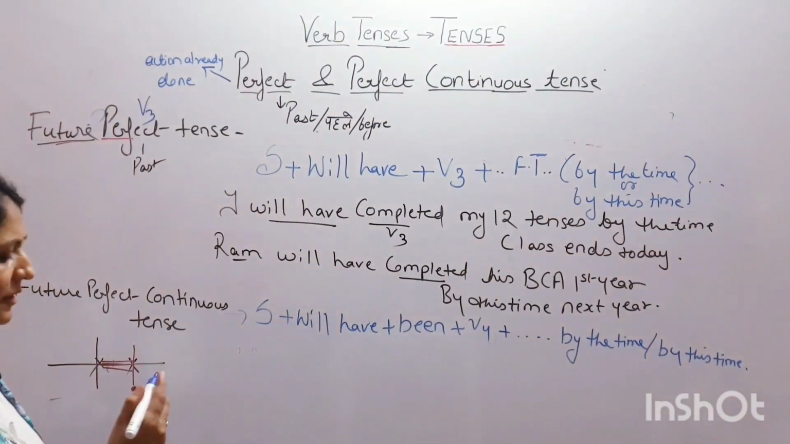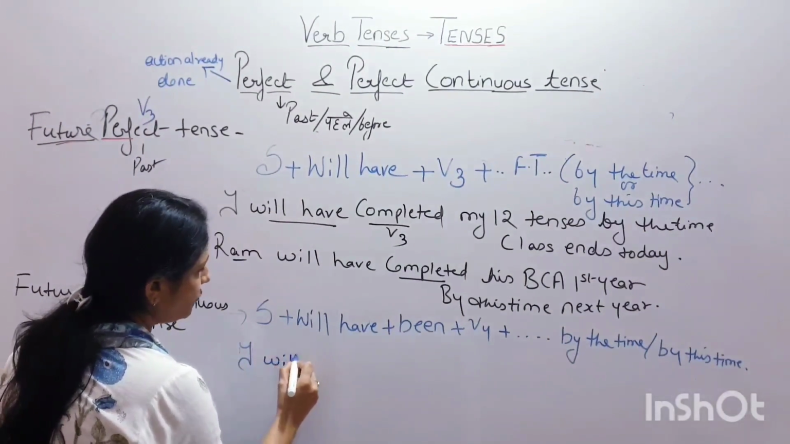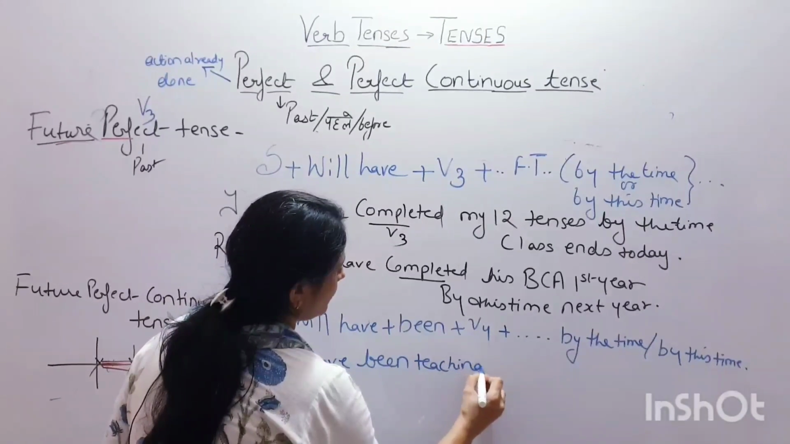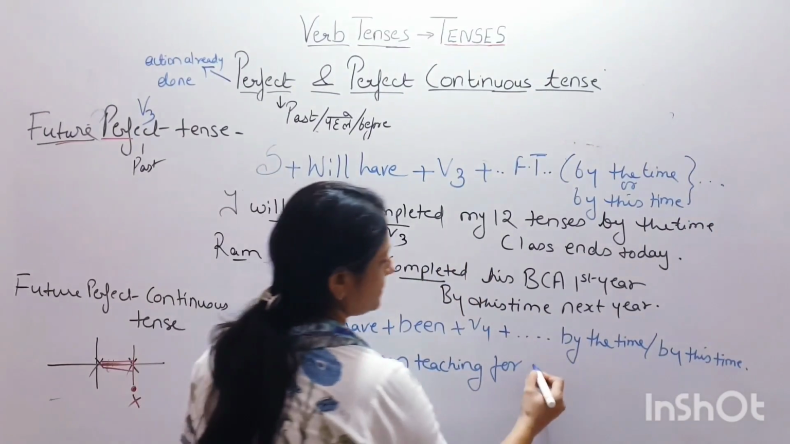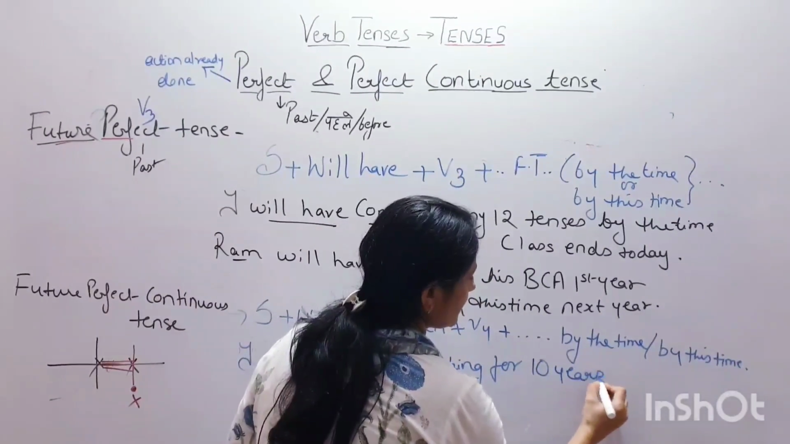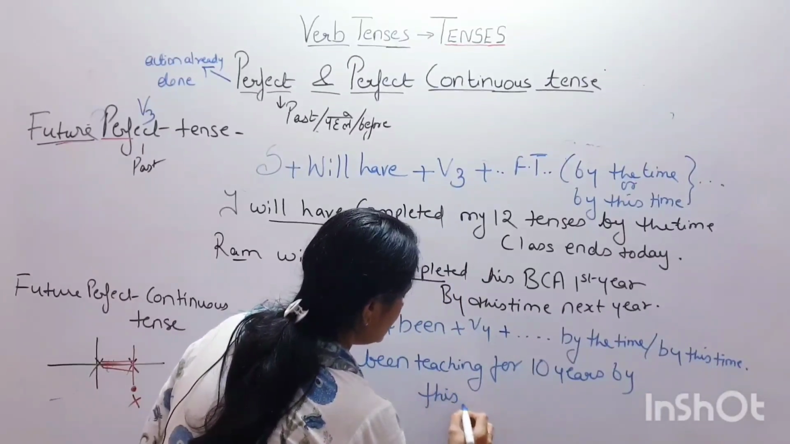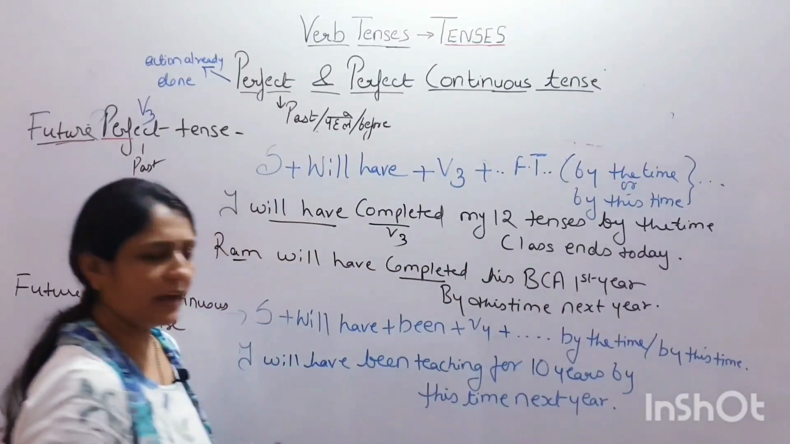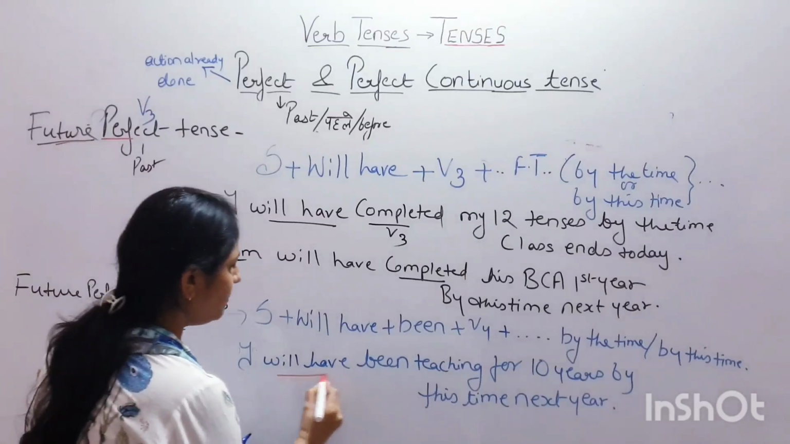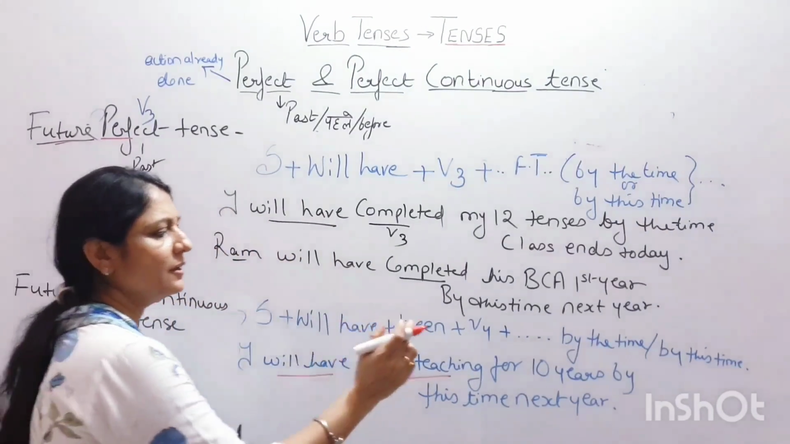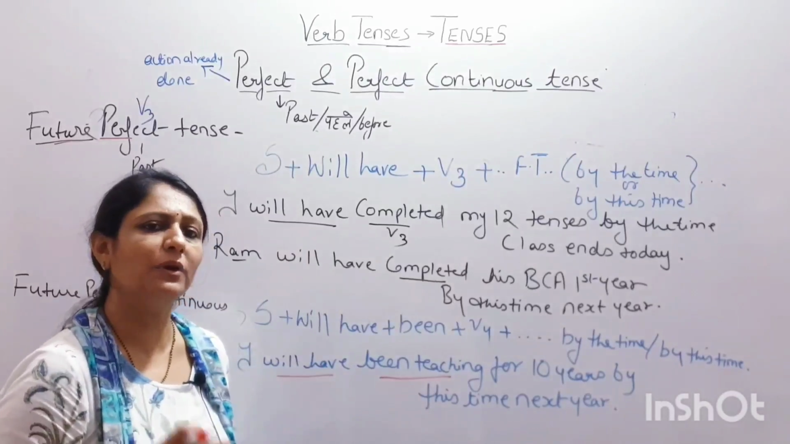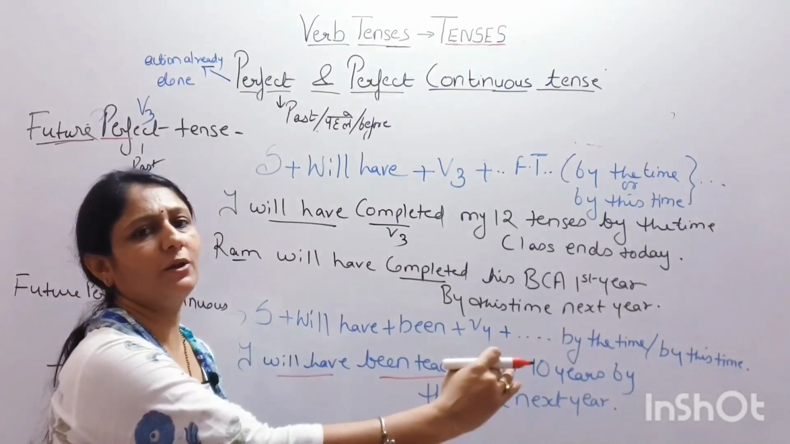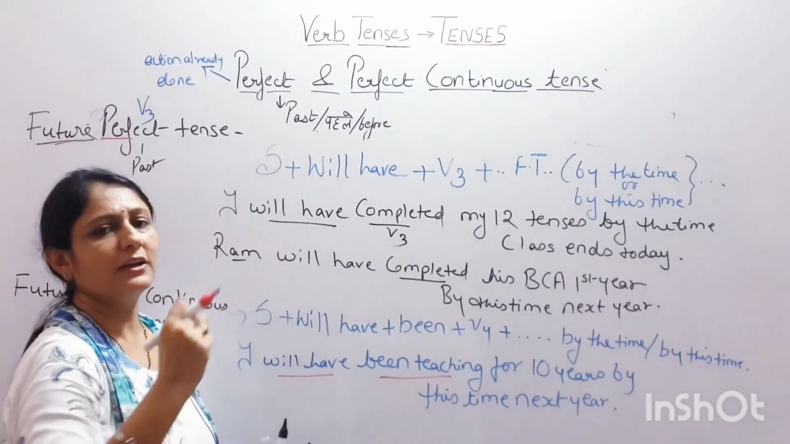So let's make an example here. I will have been teaching for 10 years by this time next year. यानी कि अगले साल मुझे पढ़ाते हुए कितने साल हो जाएंगे? 10 साल. इसका मतलब ये है कि अभी कितने साल हुए हैं? 9 साल हुए हैं. लेकिन अगले साल इस वक्त तक मुझे पढ़ाते हुए 10 साल हो जाएंगे. That is future perfect continuous tense.